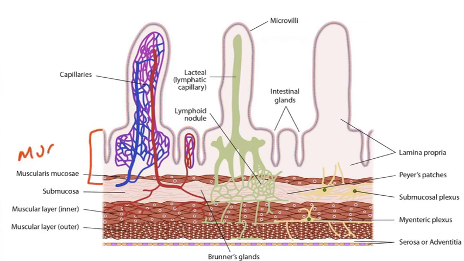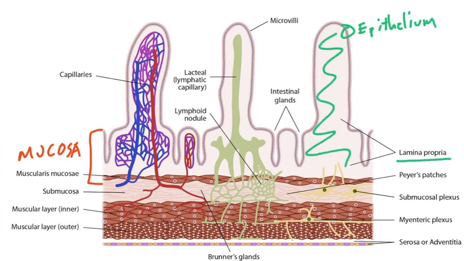This top layer is the mucosa. And the mucosa has three parts. The epithelium, which you can see right here. The lamina propria, which you can see labeled here, which depicts this area. And finally, the muscularis mucosae, which is this region.